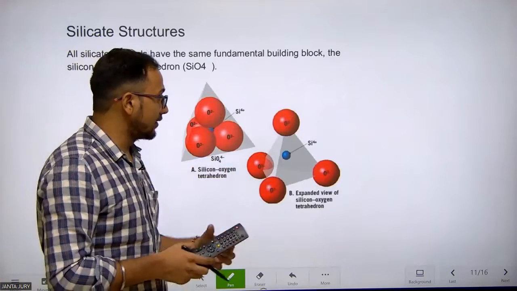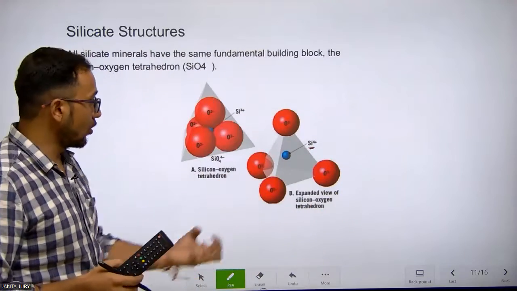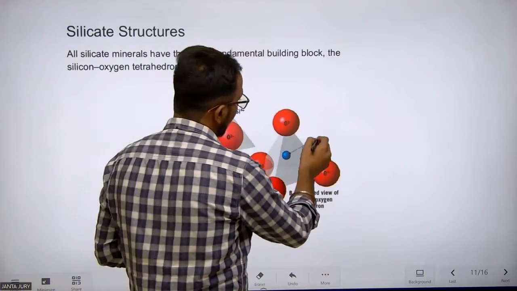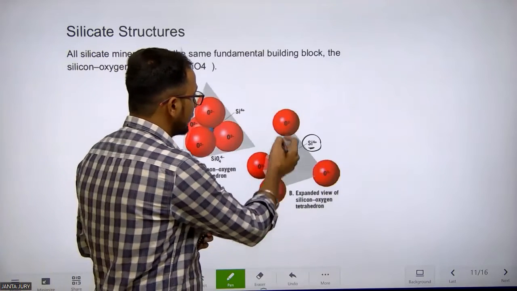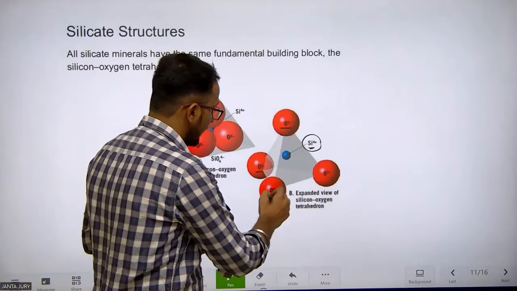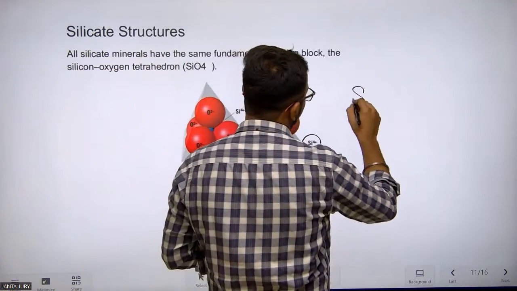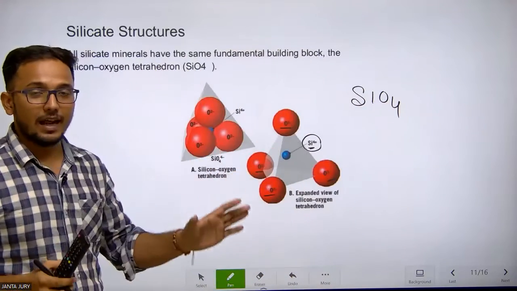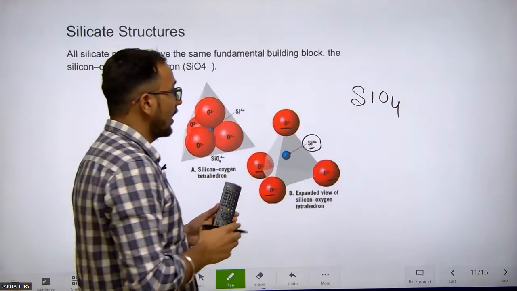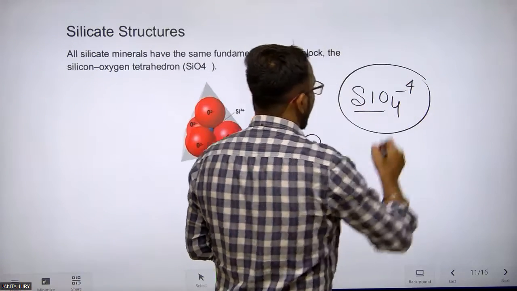Why does silicon, Si, have a small size? Because silicon has shared its 4 electrons, and all the electrons are shared with the oxygen. You can see the oxygen, but if you look at the silicon oxygen tetrahedron, it has a chemical formula. This is not a chemical element; this is still an ion. This has a 4 minus charge.